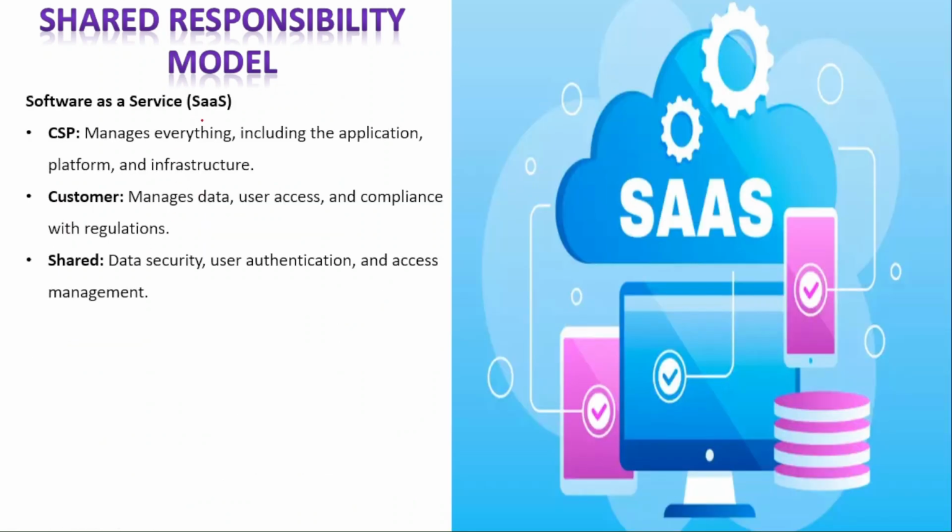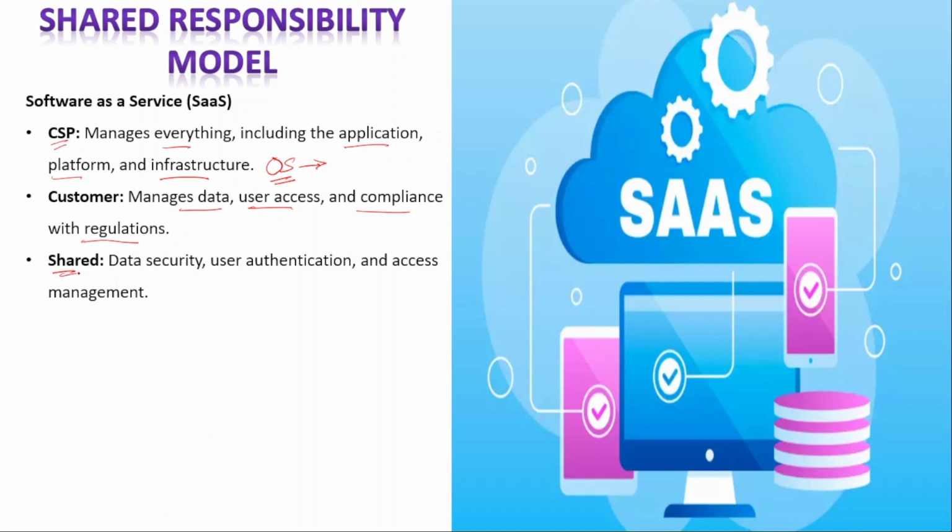The next one is SaaS, or software as a service, where the CSP has the most responsibility and the customer has the least. The CSP manages everything, including the application, platform, infrastructure, and everything else, such as the physical security, physical hardware, as well as the virtualization, operating system, meaning the hypervisor, as well as the OSs of the VMs, while the customer basically manages the data, user access, and compliance with the regulation.